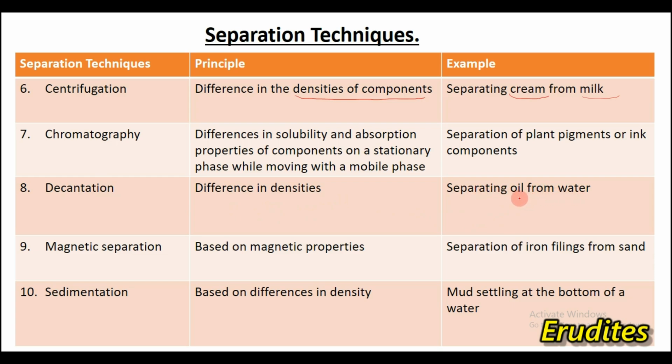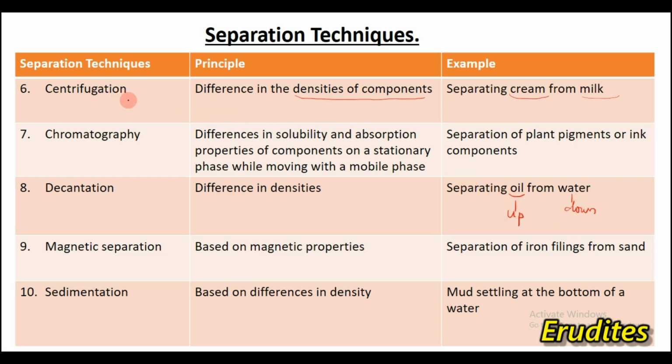If you have a mixture of oil and water, just allow it to rest. The oil will go up while the water will come down. Why? Because water is heavier than the oil. And so the water, which is more dense, will come down, while the oil, which is lighter or less dense, will go up. So this is an example of decantation. You leave the substance to rest. Based on the density, the heavier one will go down, while the lighter one will go up.